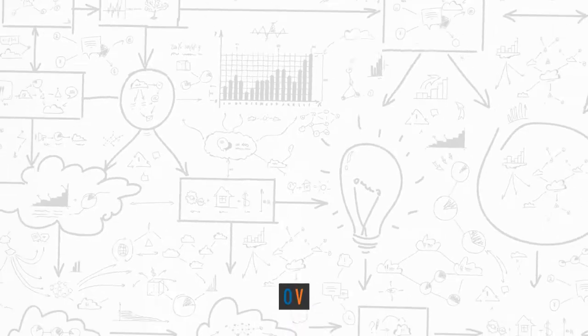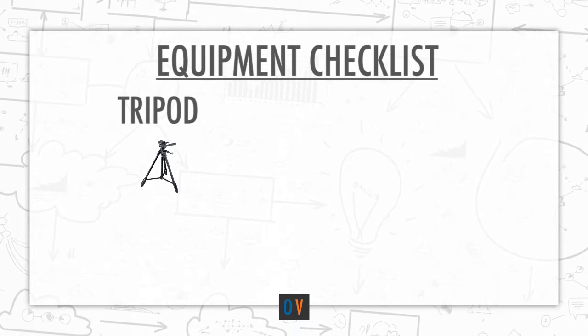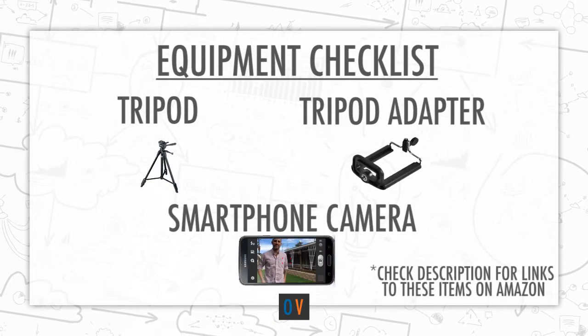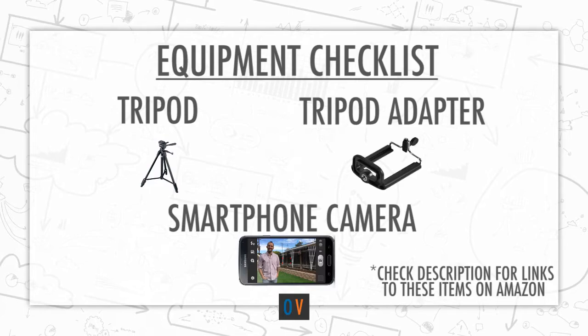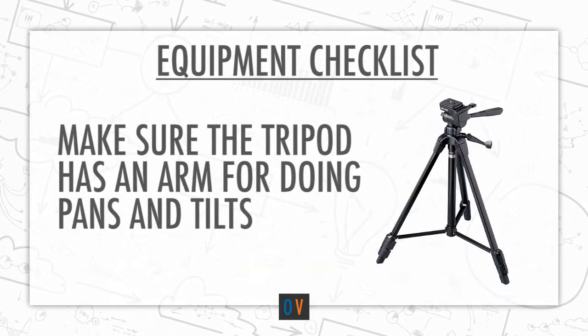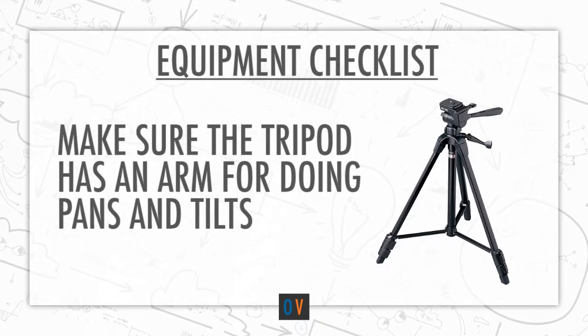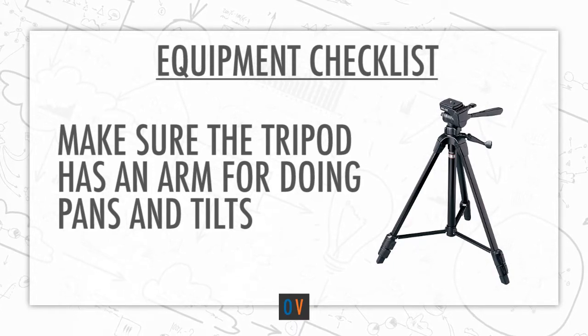Let's get started. Equipment-wise, you need a tripod and an iPhone adapter, and we put links in the description box for those and the other equipment we're gonna show here today. Make sure the tripod has an arm for pans and tilts. Get something lightweight and easy to store.